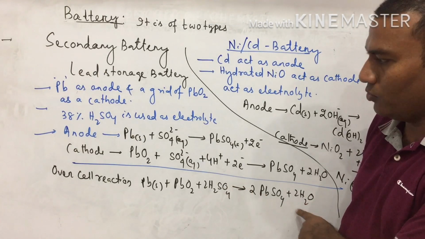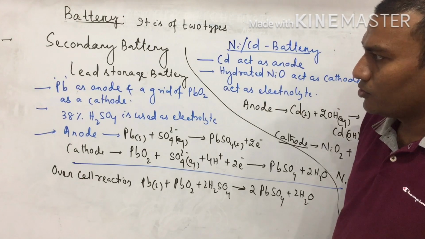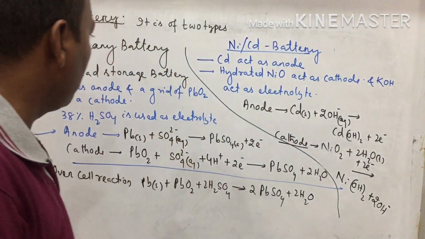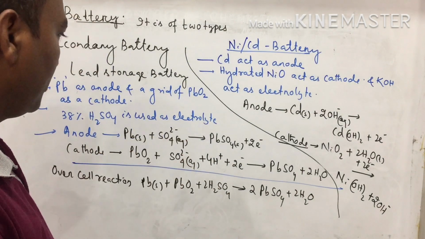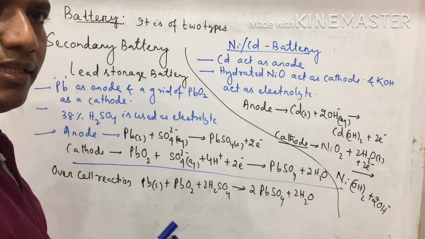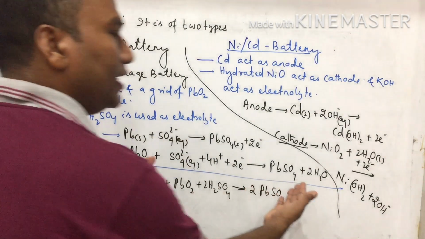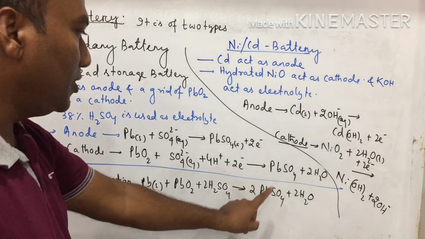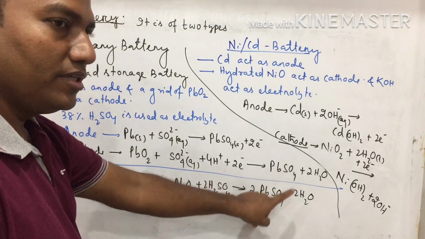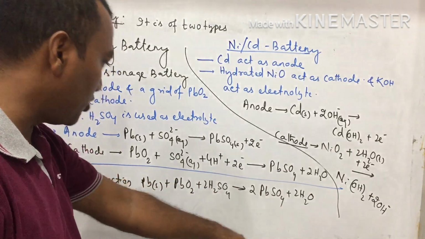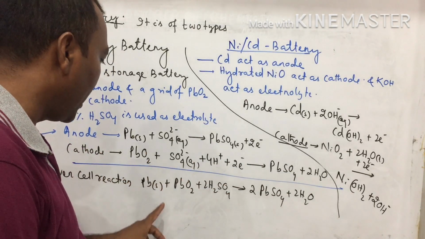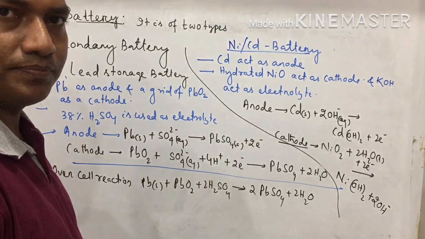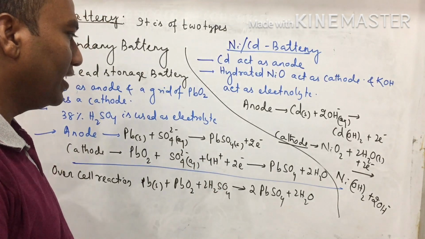Clear now? So the lead storage battery is rechargeable. When the current comes, the reverse reaction takes place. During recharging, PbSO4 undergoes decomposition and gives rise to Pb, PbO2 and sulfuric acid again.